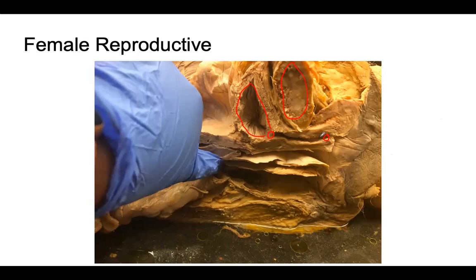and those sphincters, we can see the vagina. So here's the vagina, which is that hollow muscular tube that communicates up toward the uterus. And then the very most posterior structure is going to be the rectum.